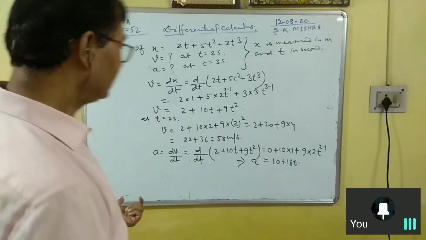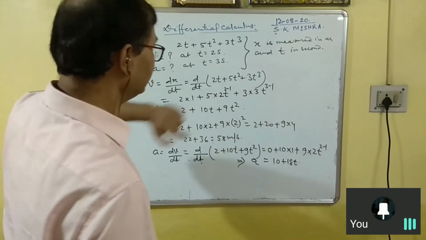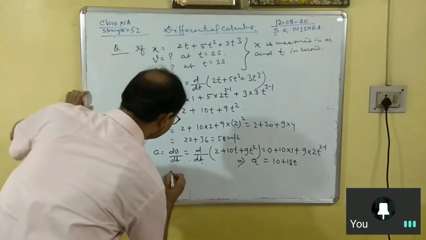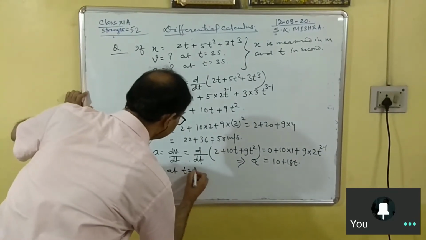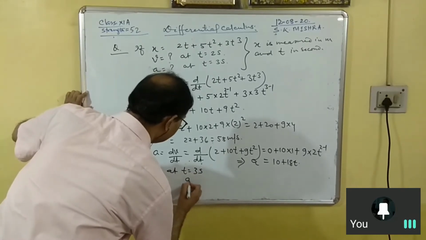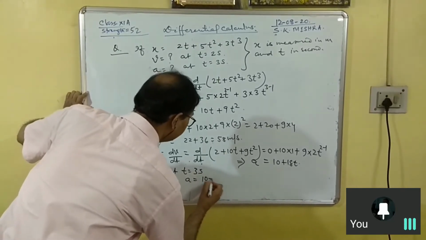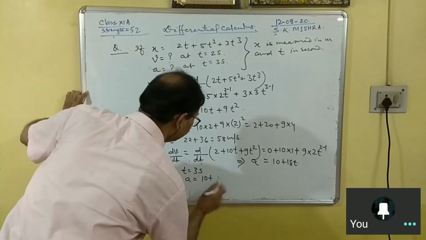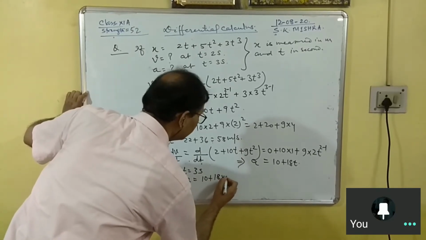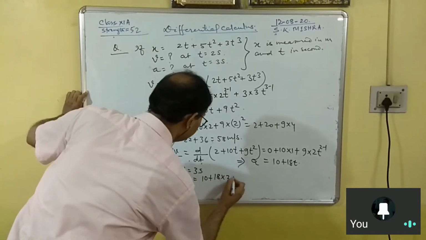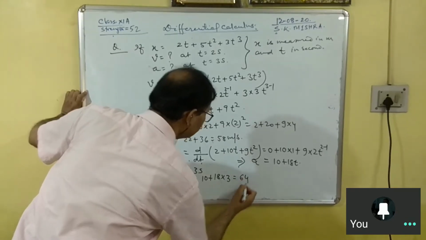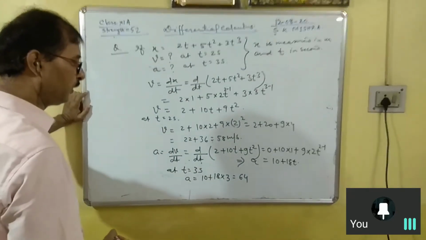So then if you are asked to find acceleration at t is equal to 3 seconds, what will be its acceleration? That is 10 plus 18 into 3, 64 now. Is it 64?